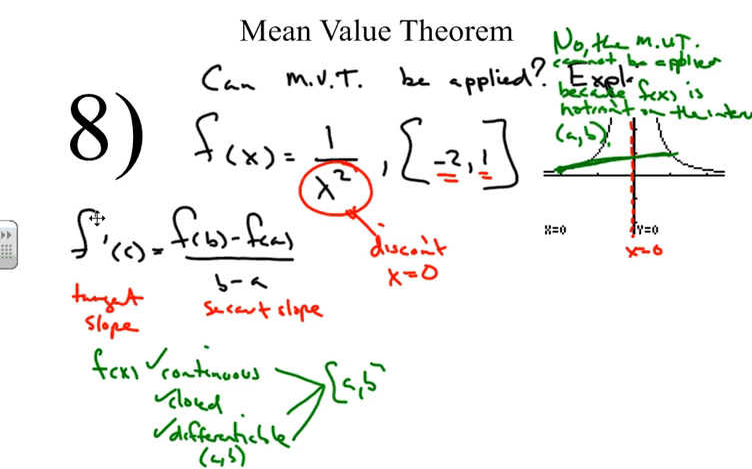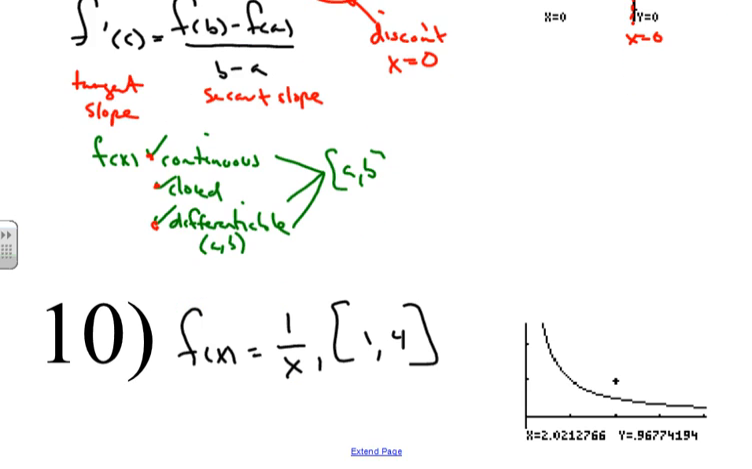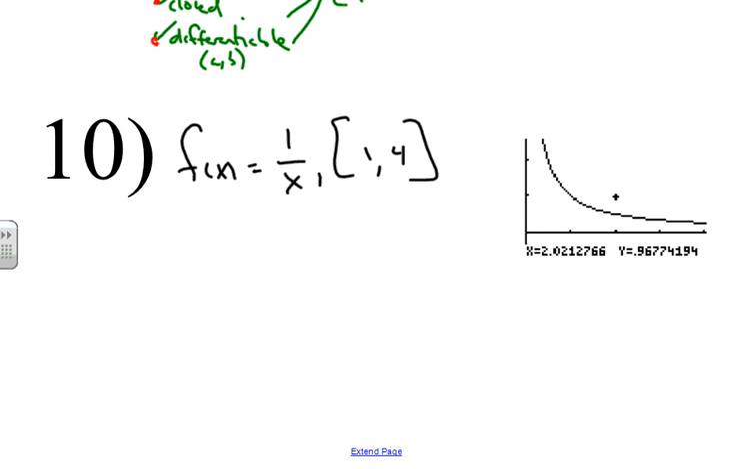All right, well, that's cool. That's how you can identify if you can use the mean value theorem. So these three things have to be true: continuous, closed, and differentiable on that open interval from a to b. Well, let's look at another problem, number 10, where it says use the mean value theorem. So we're already assuming that it is continuous, differentiable, and closed on this interval from 1 to 4.